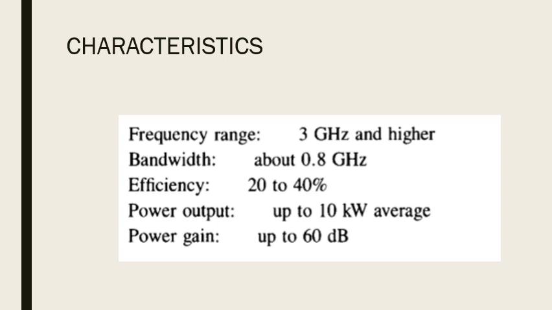Alright, what are the characteristics? It works at greater than 3 gigahertz. Bandwidth is about 0.8 gigahertz. Efficiency is 20 to 40%. There, the efficiency of klystron was hardly 25 to 30%. Power output is 10 kilowatts. There, it was 3 kilowatts. Here, the power gain is up to 60 dB, excellent, because their power gain was hardly 30 dB. I'm comparing it with klystron because both act as amplifiers.